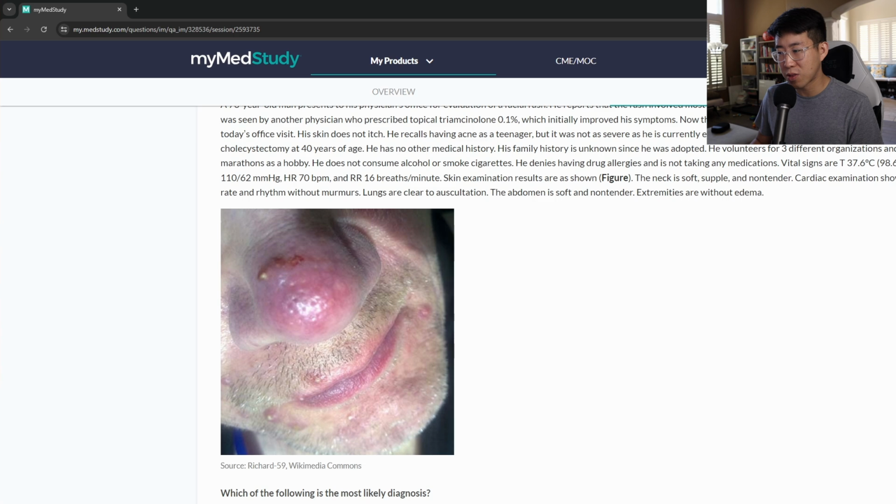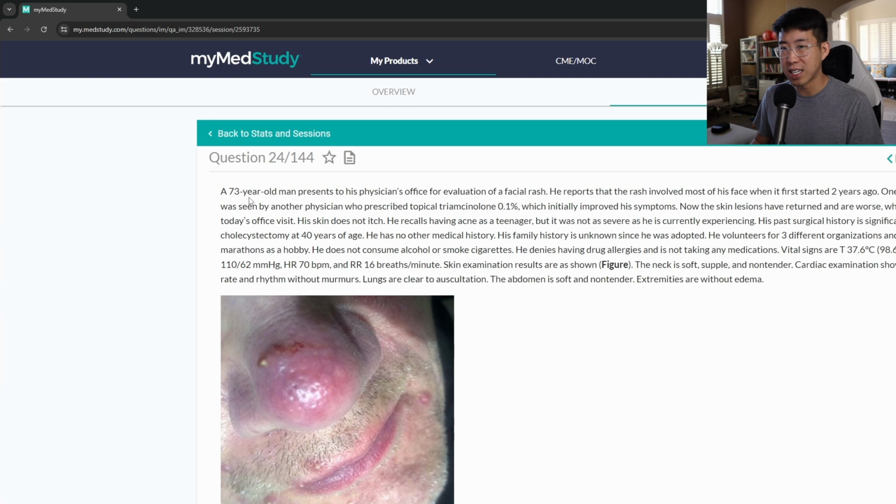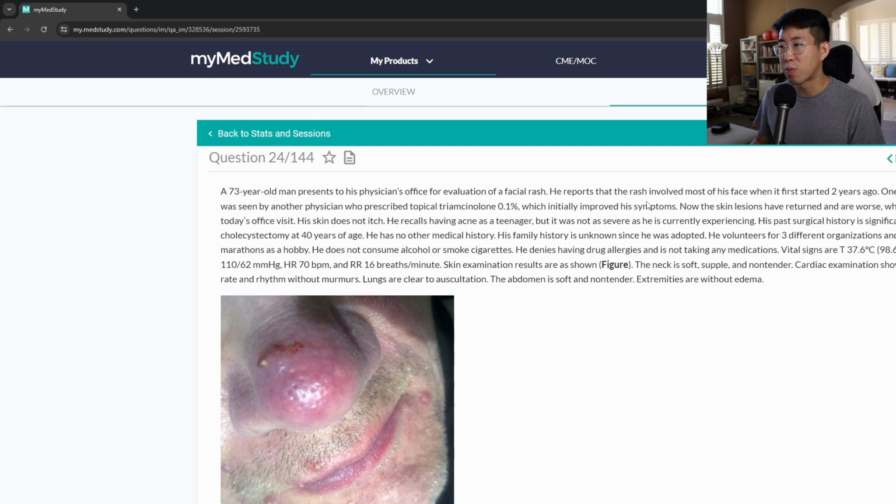So it's not seborrheic dermatitis. With seborrheic dermatitis, you get that crusty yellow, kind of oily feeling. Cutaneous lupus, very unlikely in a male. Also, I believe it's very uncommon for it to be isolated on the nose. Keratosis pilaris, I can't totally remember what that is, but I believe that's more involving the follicles. Acne vulgaris, probably less likely in a 73-year-old man. Most likely diagnosis is going to be rosacea. So he reports the rash involved most of his face when it started 2 years ago.